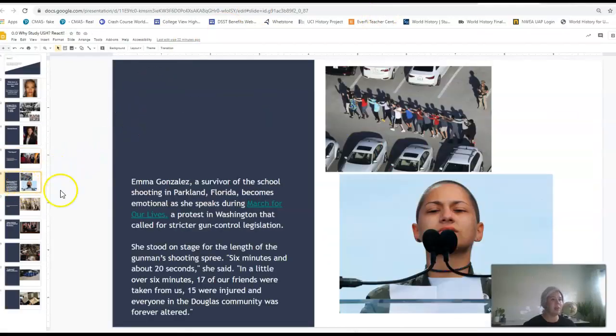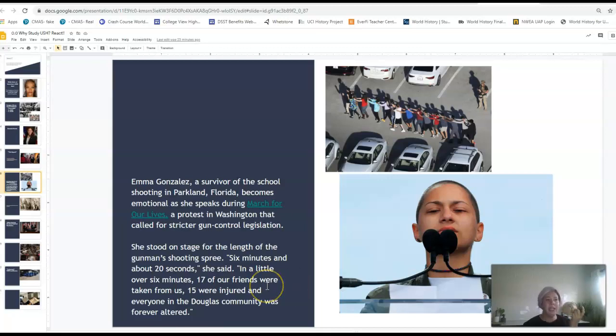Number 5. So we've got another dual image situation here. We've got a string of kids. This is Parkland. And this is Emma Gonzalez, the survivor of the Parkland shooting in Florida. She was very emotional when she was speaking at March for Our Lives, which was a protest in Washington, D.C. that called for much stricter gun control legislation, particularly in safety and security for schools.